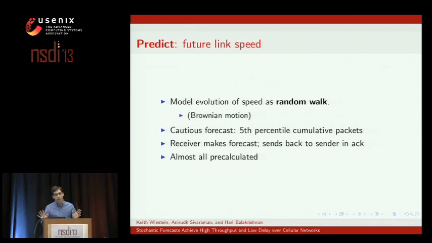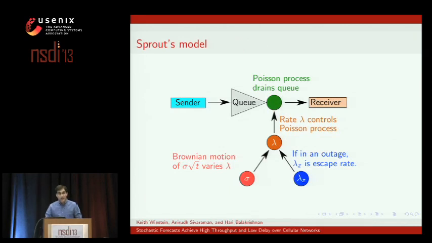In reality, almost all the math is pre-calculated. So we don't really do anything fancy at runtime, but we talk about it this way. So the model, we have a stochastic model, and this is the diagram. We model the link as there's a sender. He sends packets to the queue. The queue is drained according to one of these Poisson processes. And the rate of the Poisson process itself varies. This is the link speed. And it's this parameter lambda, the link speed, that we try and infer.